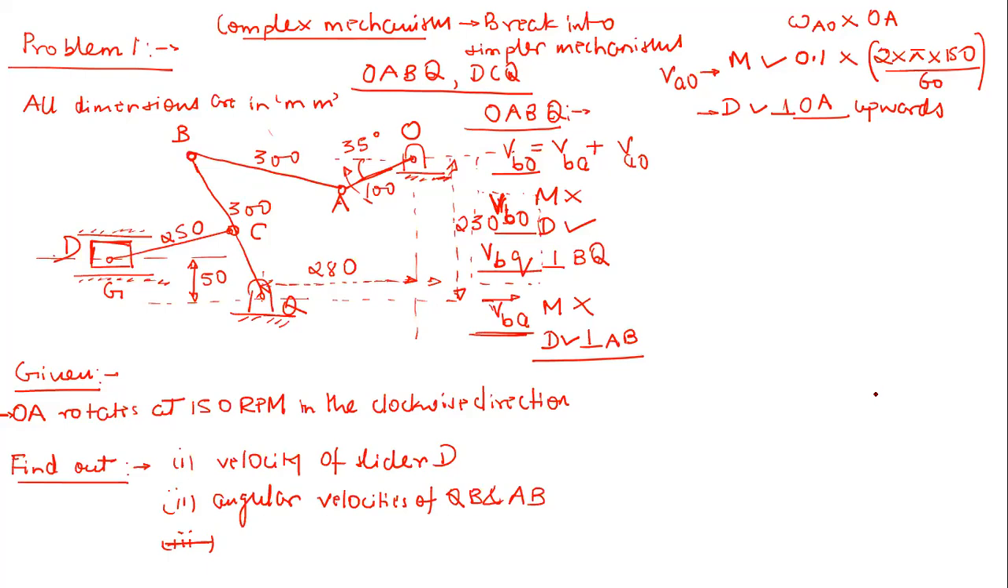So now let us first of all mark the fixed points. So what are the fixed points here? O. Then tell me what will be the next fixed point? Q and G. So first we have to draw the VAO vector, velocity of A with respect to O.